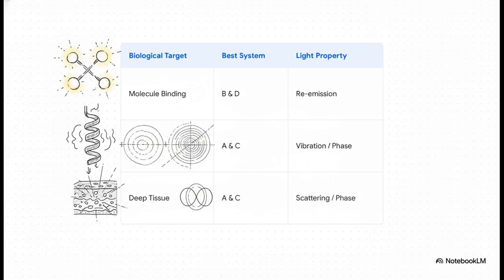Are you looking for single-molecule binding? You're going to need the re-emission of System B, like FRET, or the quantum counting of System D. Do you need to check the secondary structure of a protein? You rely on the vibrational resonance of System A's FTIR, or the wave phase of System C's circular dichroism. Or maybe you want to see deep into tissue. Then you exploit the scattering properties in System A's NIRS or System C's OCT.